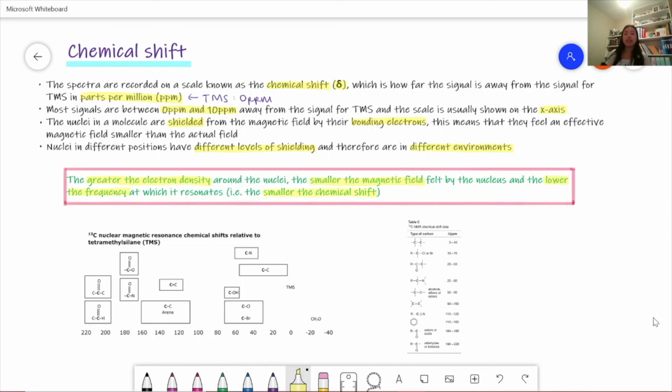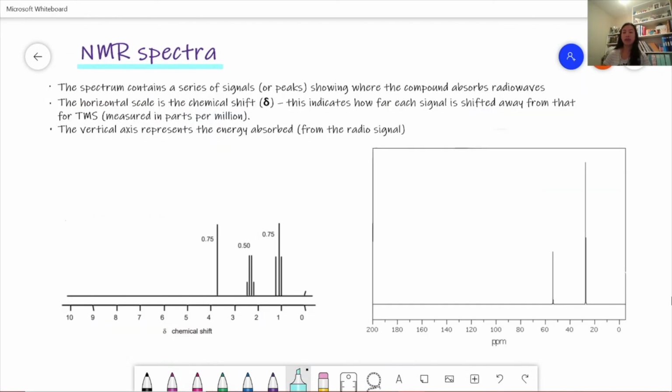In the data booklet, you should have either a more mapped out diagram like the one on the left, or a table like the one on the right. So we would have delta, which is the chemical shift, measured in parts per million on the x-axis. And then we see TMS here is our standard, so it's at 0 ppm. So now we're going to have a look at NMR spectra.